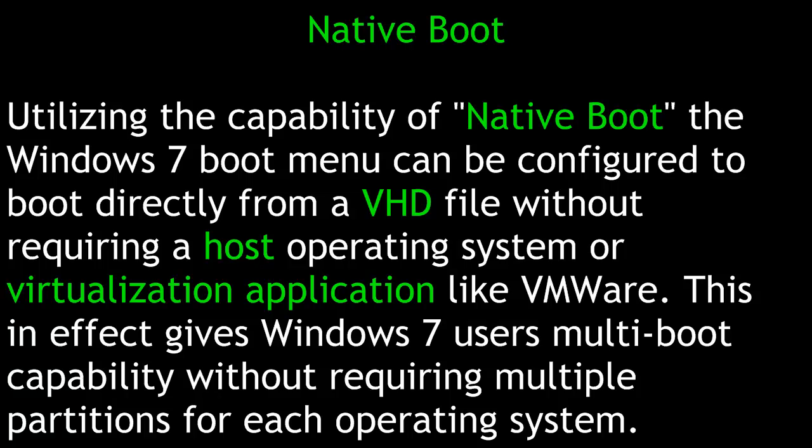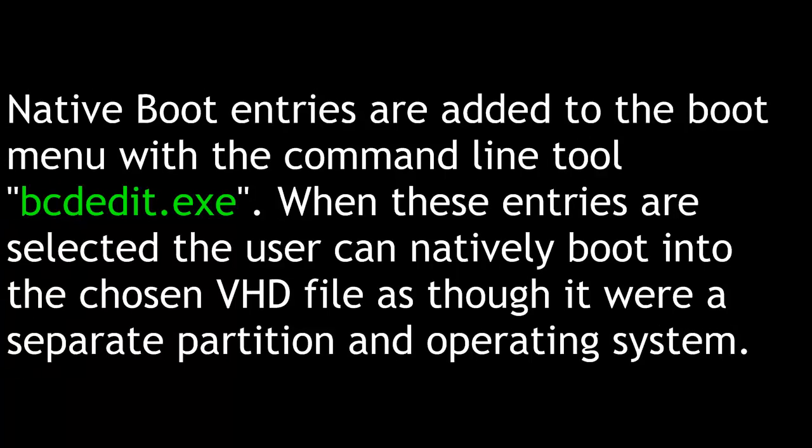Windows 7 also includes a new feature called Native Boot. Utilizing the capability of Native Boot, the Windows 7 boot menu can be configured to boot directly from a VHD file without requiring a host operating system or virtualization application like VMware. This in effect gives Windows 7 users multi-boot capability without requiring multiple partitions for each operating system. Pretty cool, huh? Native boot entries are added to the boot menu with the command line tool bcdedit.exe. When these entries are selected, the user can natively boot into the chosen VHD file as though it were a separate partition and operating system.